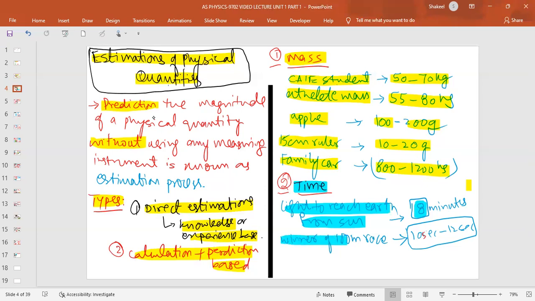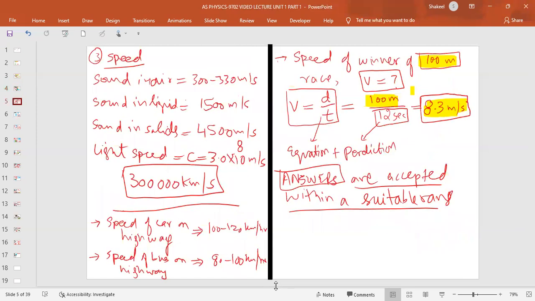Then the next one is the winner of a 100-meter race. So if you're fond of watching races, whether that is the Olympics or the Asian Games or the European Games or the American Games or any other Commonwealth Games, you know that in the 100-meter race, the athletes are completing in between 10 seconds and 12 seconds. And the world record is of Usain Bolt, and that is 9.58 seconds.